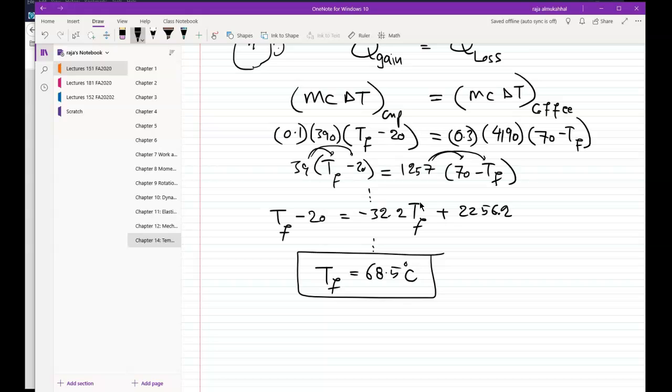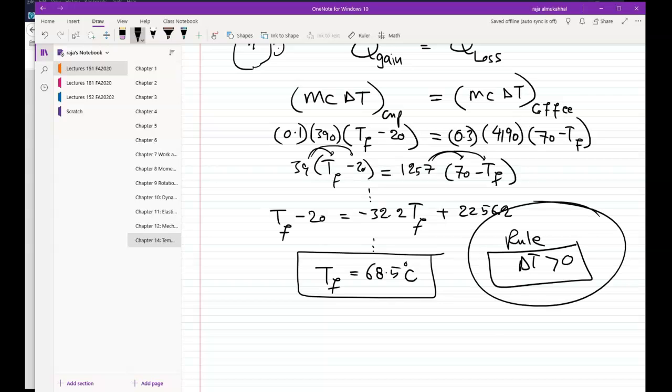Okay, good. So let me make a little note here to remind you. When you are plugging in, is it TF minus 20 or 20 minus TF, or 70 minus TF or TF minus 70? Keep in mind this is the rule. Okay? That's the rule. You swap them in such a way that you get a difference that is positive. Got it? Okay.